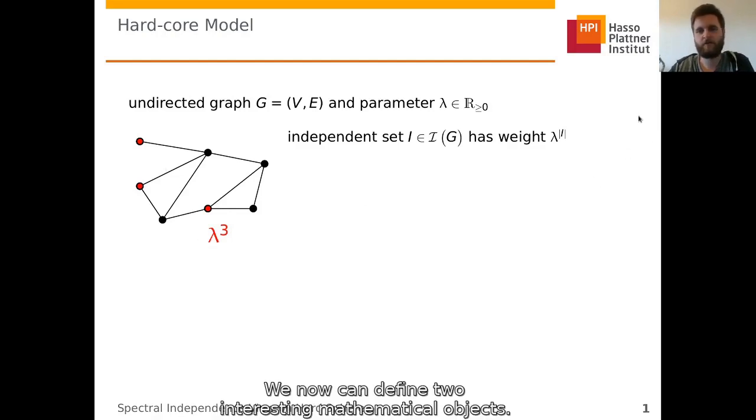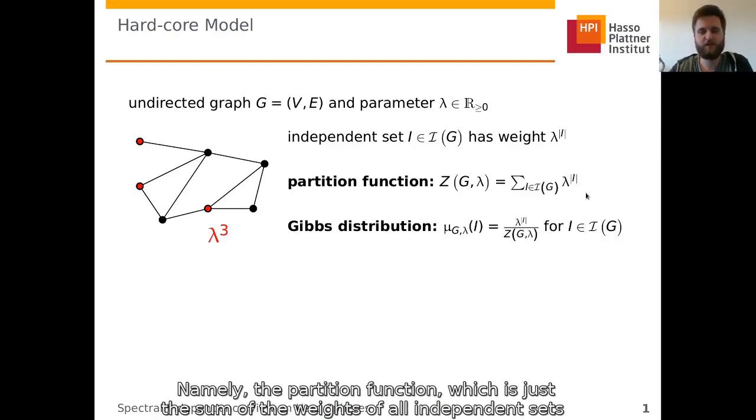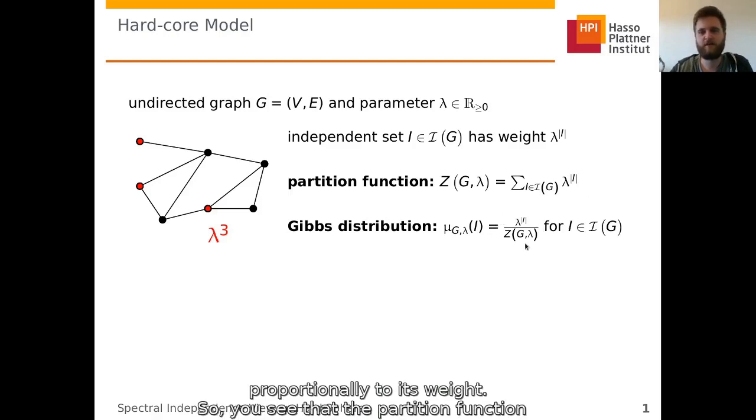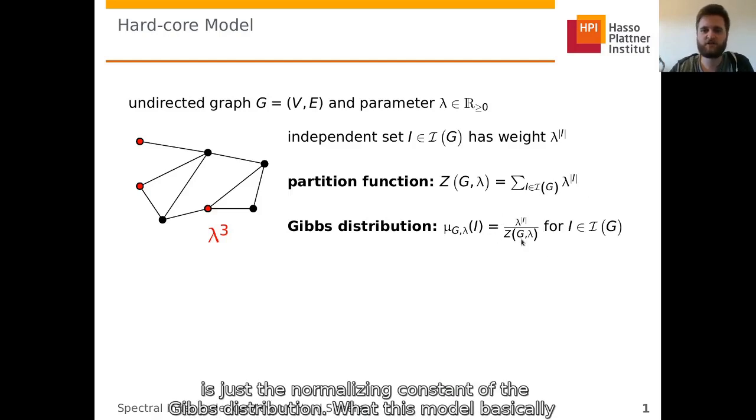And we now can define two interesting mathematical objects, namely the partition function, which is just the sum of the weights of all independent sets, and the Gibbs distribution, which assigns a probability to each independent set proportionally to its weight. So you see that the partition function is just the normalizing constant of the Gibbs distribution.